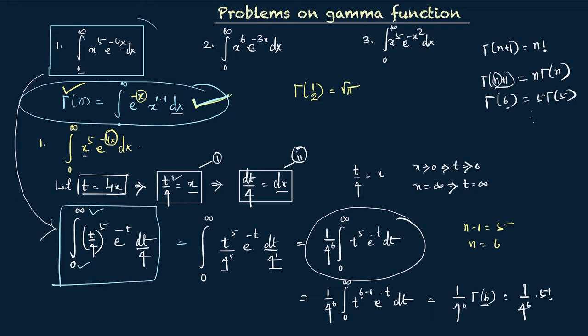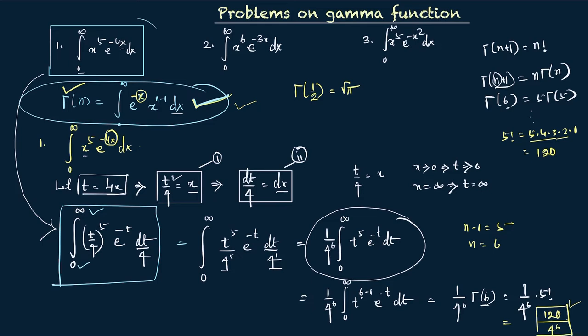Some of you might not know that 5 factorial means 5 into 4 into 3 into 2 into 1. So 5 4s are 20, 20 into 3s are 60, 60 into 2s are 120. So the value is 120 divided by 4 power 6. This would be the answer. I hope this made sense, right? We just made use of the definition of the gamma function and we found the value of this definite integral: 120 by 4 power 6.